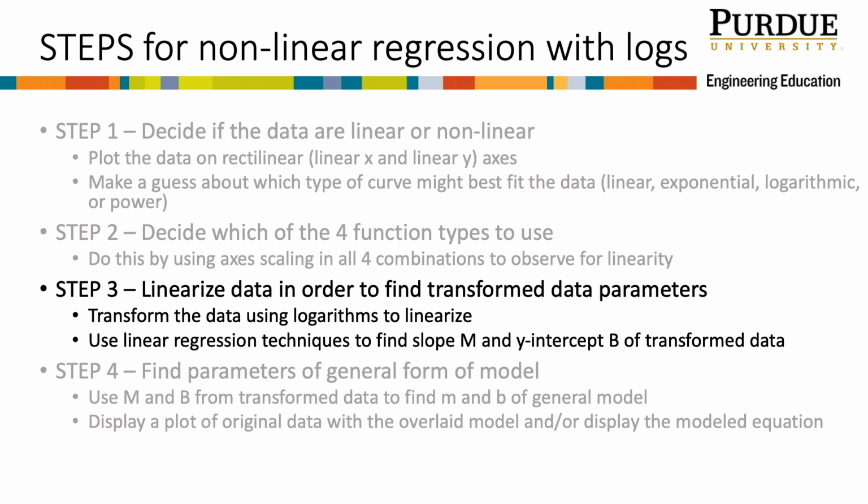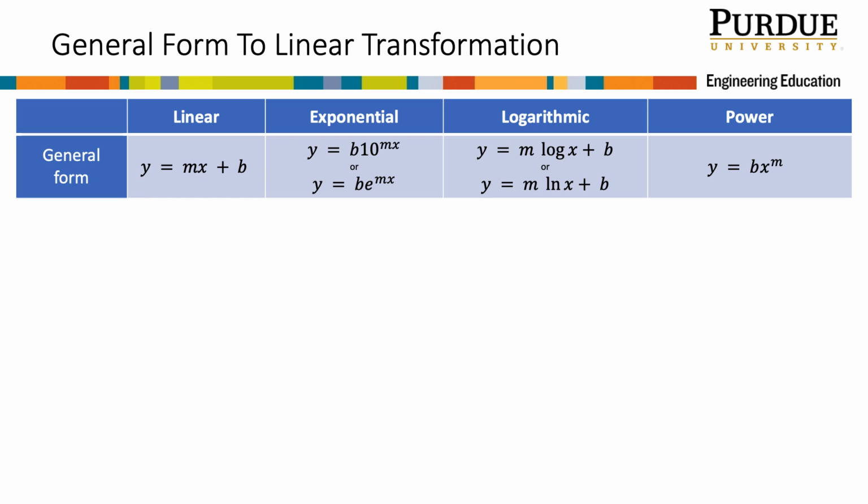So step 3 then is to linearize the data. Linearizing data means that we will change the data from the original data, which for us were curved when plotted on rectilinear scales, to a new data set that will be linear when plotted on rectilinear scales. We do this by transforming the original data using logarithms so that we can actually use the new linear data to be able to use linear regression on it. Here is a table to help us think about the linearization process.